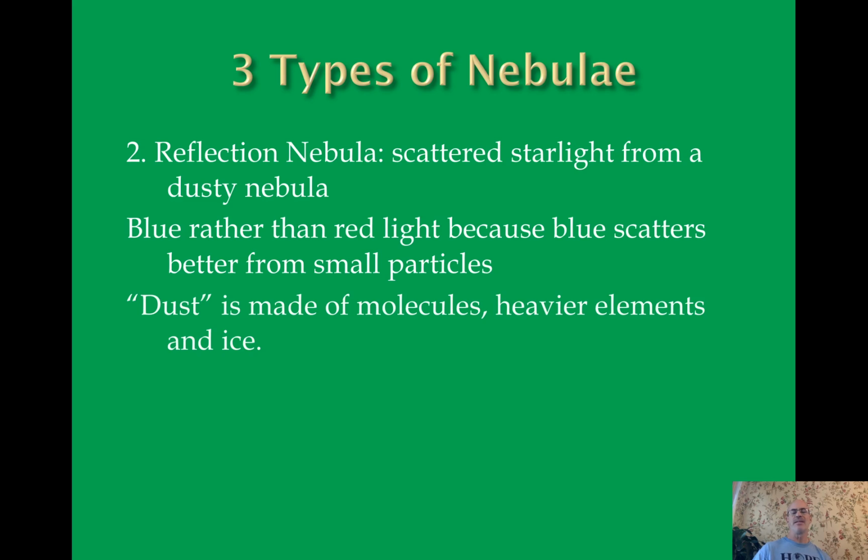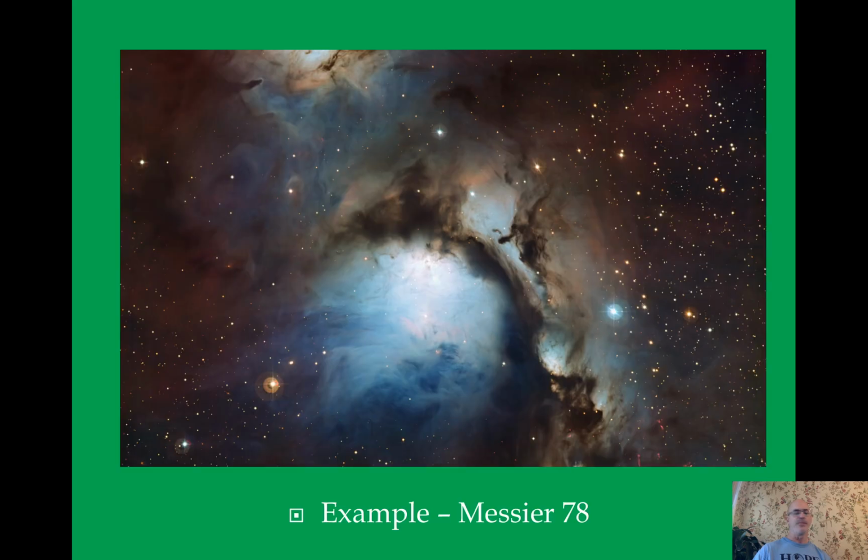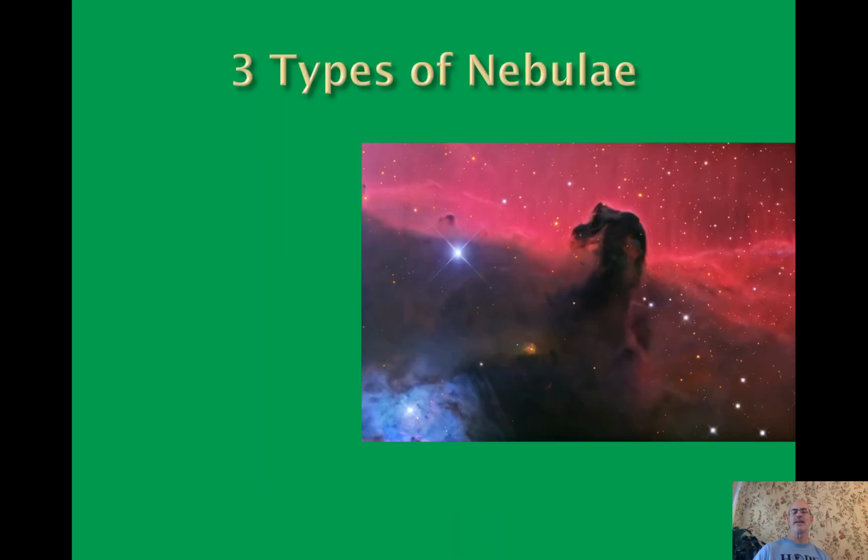And these little dust particles are made not of stuff like under your bed, but more like molecules and ice and things like that. An example of a reflection nebula is this one, called Messier 78.